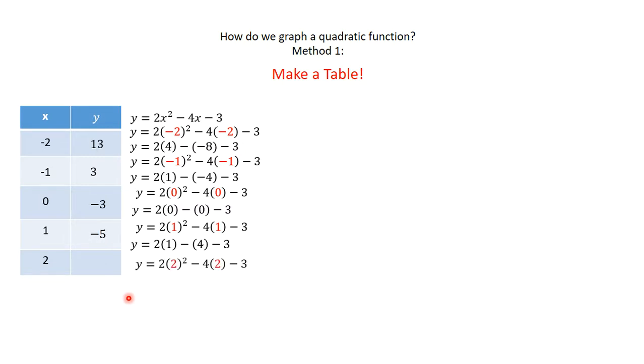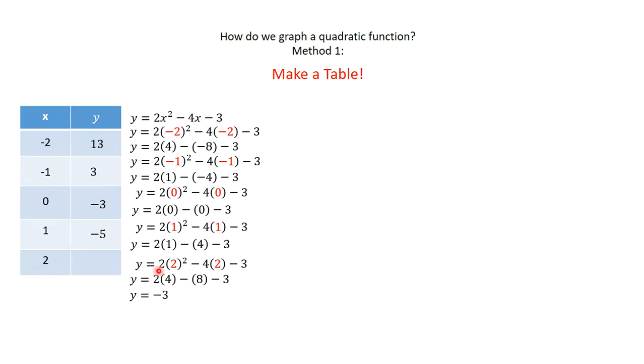And then plug in 2. We have 2 times 2 squared minus 4 times 2 minus 3. 2 squared is 4, 4 times 2 is 8. Then 2 times 4 is 8, minus 8 is 0, minus 3 is negative 3.